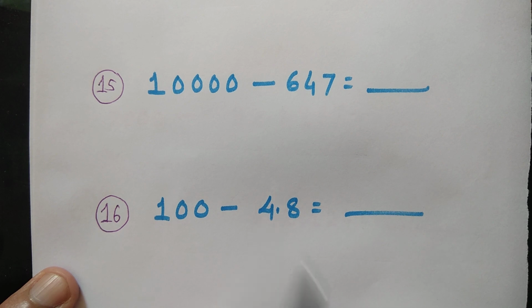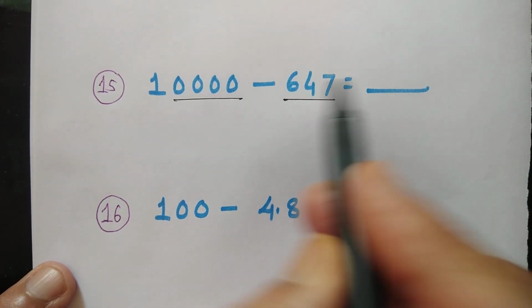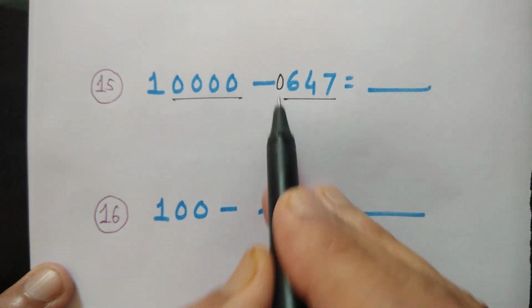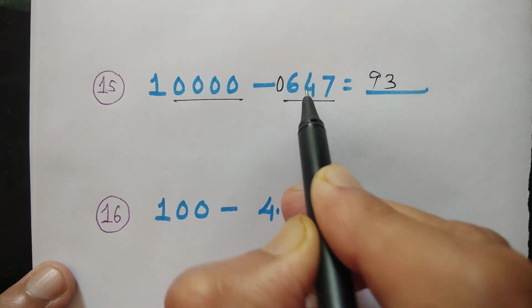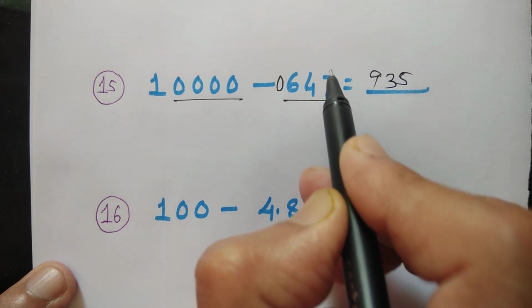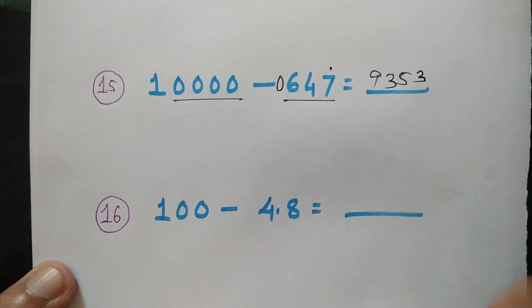10,000 minus 647. Here 4 digits, 3 digits. Put 0. 0 plus 9 is 9, 6 plus 3 is 9, 4 plus 5 is 9, and this number is subtracted from 10, means 7 plus 3 is 10.